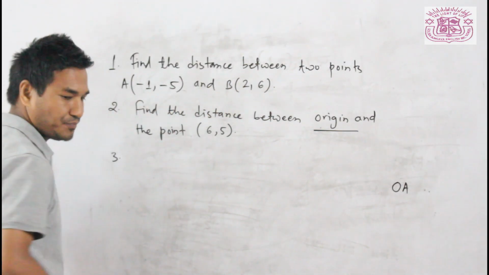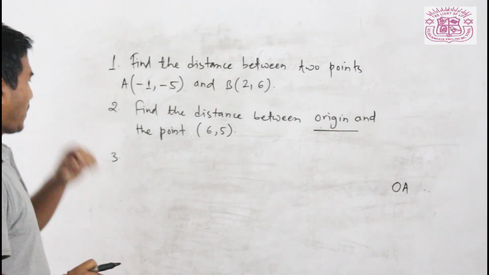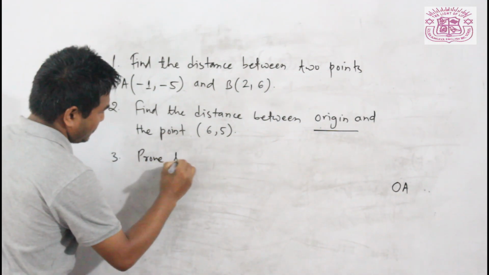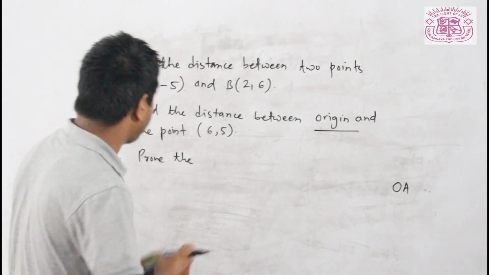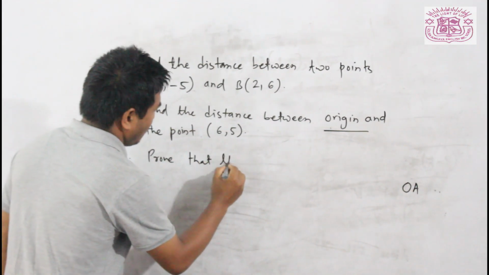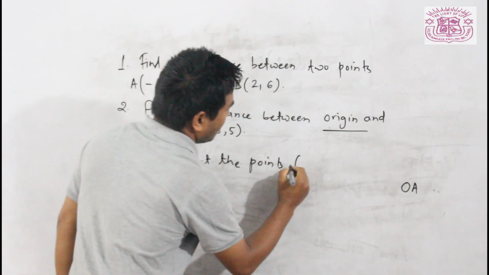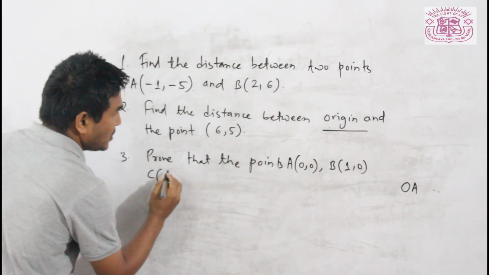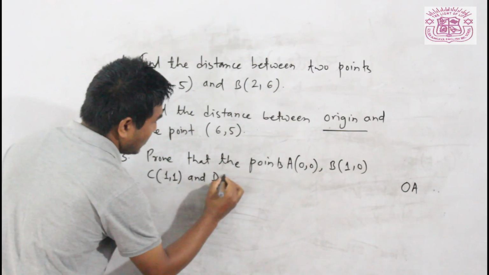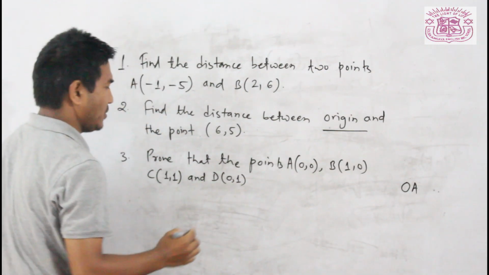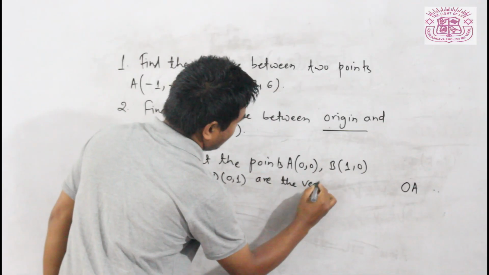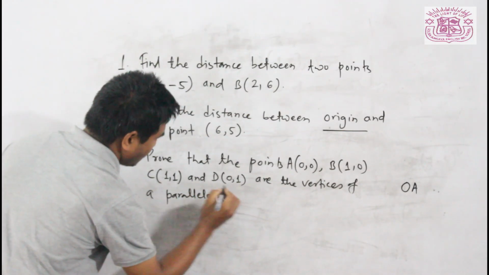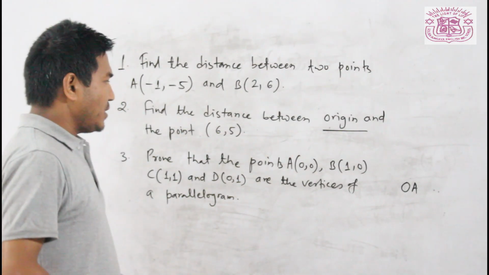Okay. For the third question, prove that the points A 0, 0, B 1, 0, C 1, 1, and D 0, 1 are the vertices of a parallelogram. Okay. So these three are the homework for you.